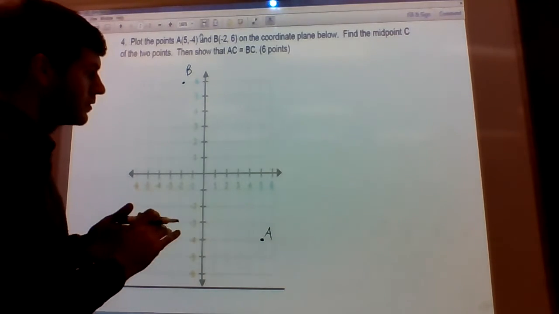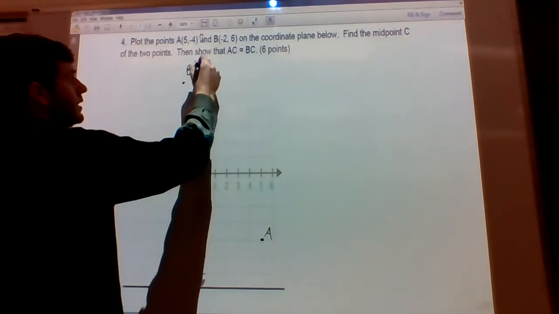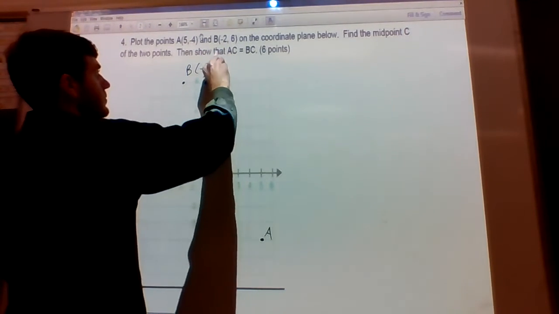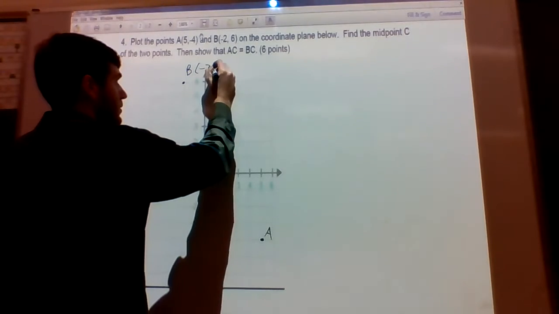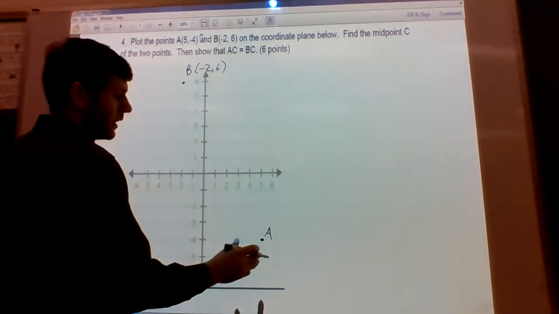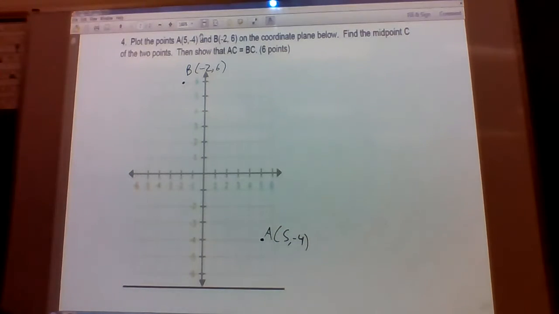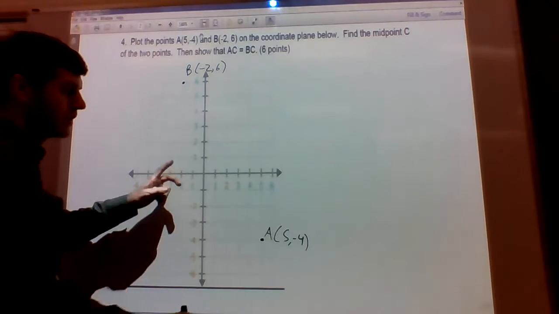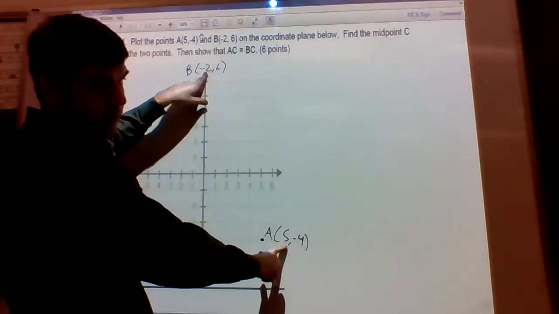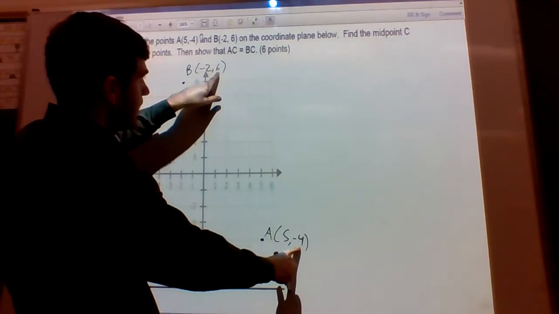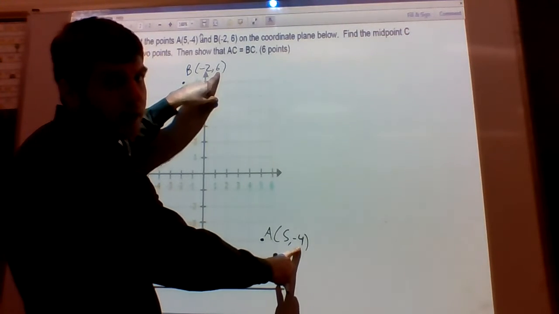So that's the middle point. Okay. So B, let me write, is negative 2, comma 6. A is 5, comma negative 4. So all we're doing to find the midpoint is finding the average of the two x coordinates. So here's our two x coordinates, 5 and negative 2. We want to find the average of those two numbers. And then we want to find the average of the two y values.